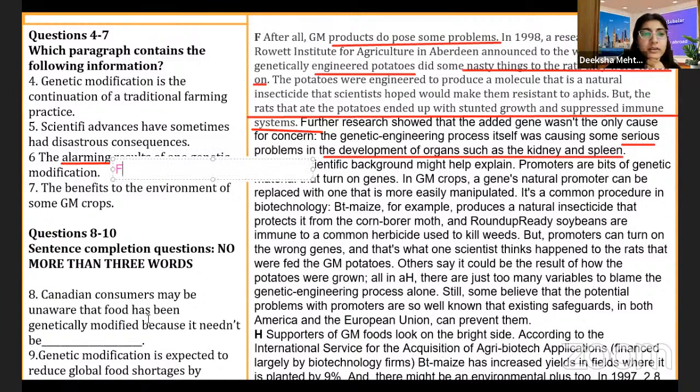Now look for the seventh answer. It says benefits to the environment. What is paragraph G doing? Just read the first sentence. "A little scientific background might explain why this situation happened." That means paragraph G is explaining why this problem in the rat happened. So no, paragraph G won't talk about the benefits. So let's move to the next one.